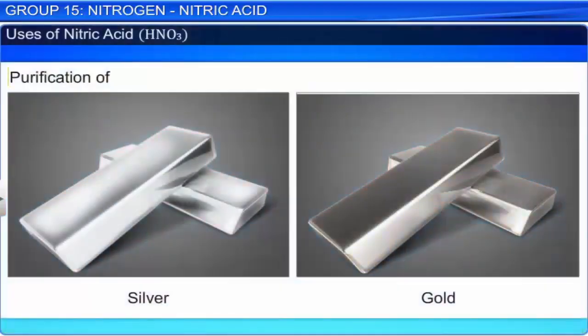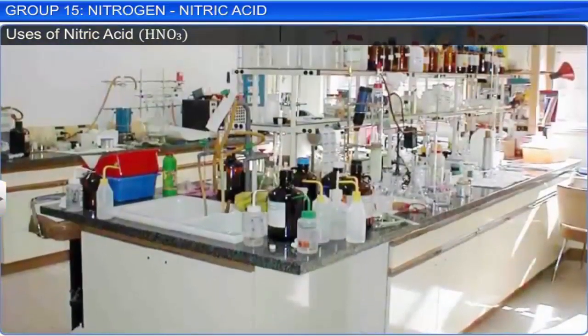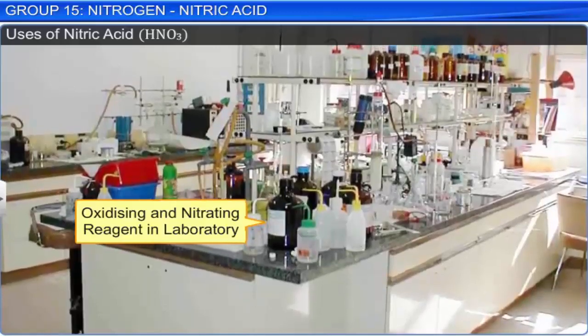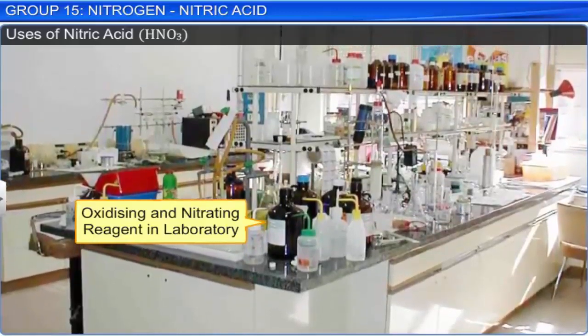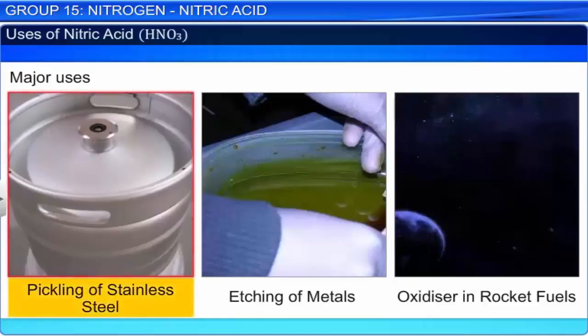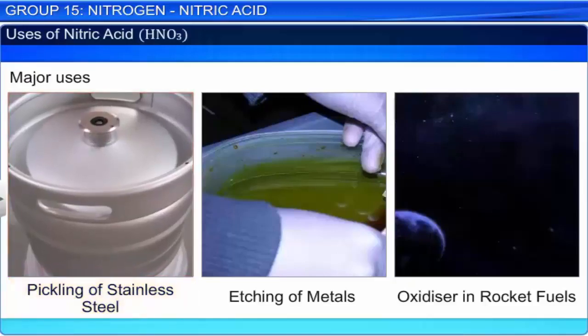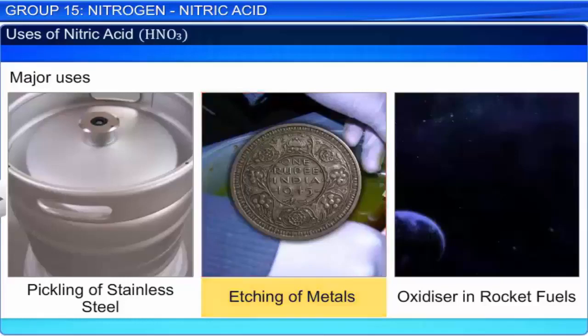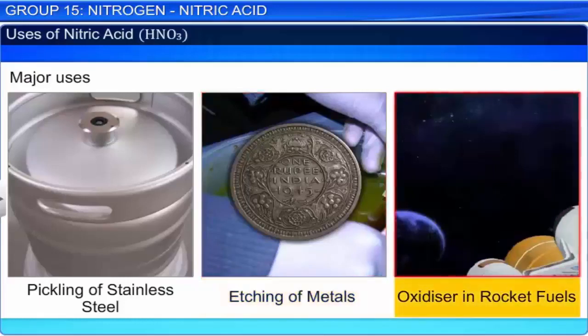It is used in the purification of silver and gold. It is used in the laboratory as an oxidizing and nitrating reagent. It finds a major use in the pickling of stainless steel, etching of metals, and as an oxidizer in rocket fuels.